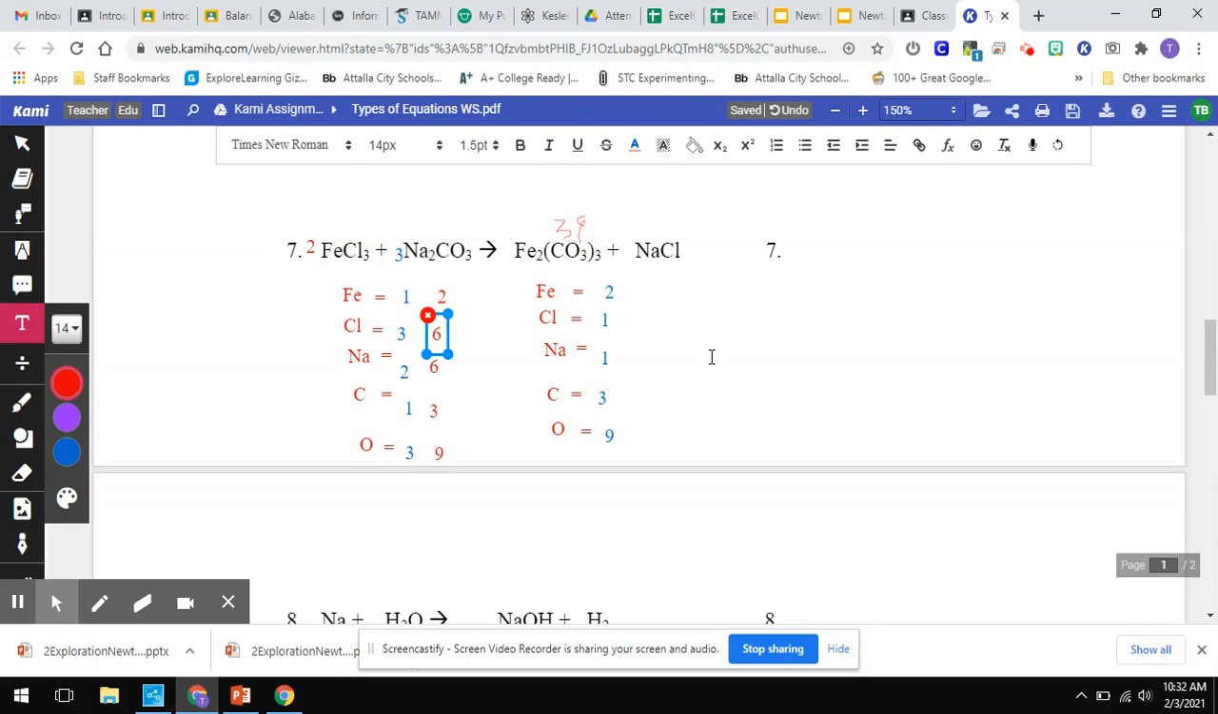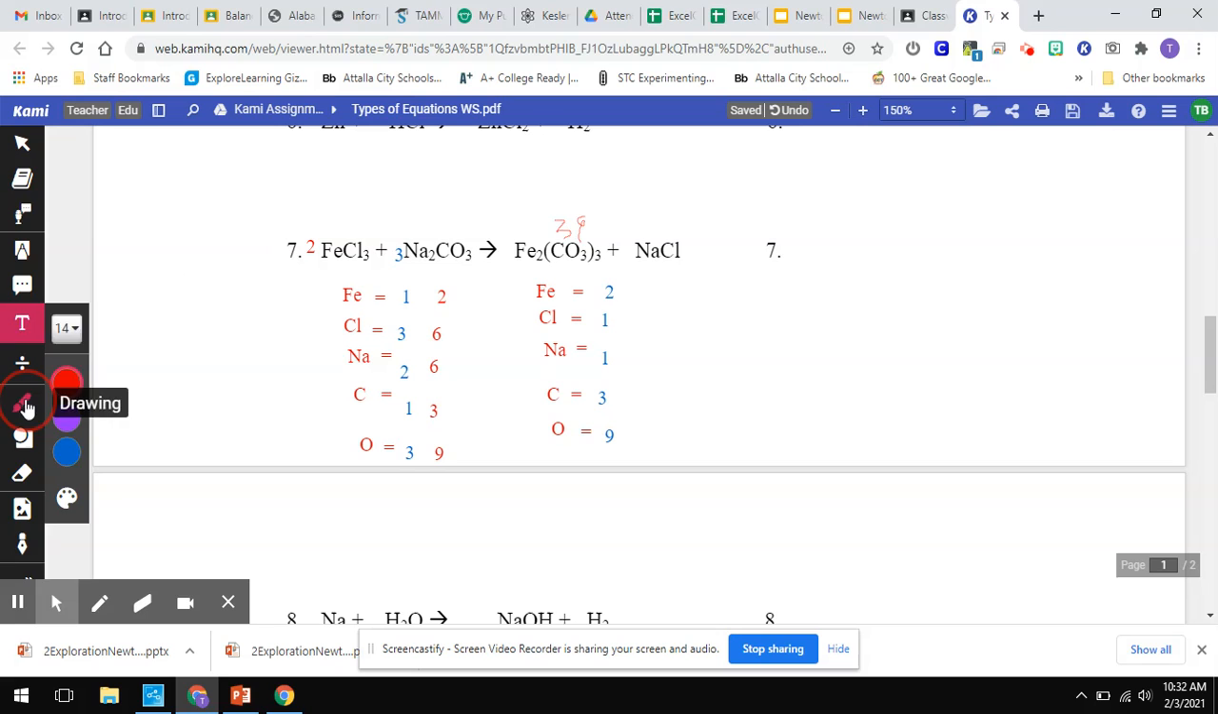6. So now I look to see, well, what's not balanced. Let's go ahead and go through my check marking and see what's balanced. So my iron's balanced, my carbon's balanced, and my oxygens are balanced. So right now, the things that aren't balanced is my sodium and my chlorine, and they're together over here.